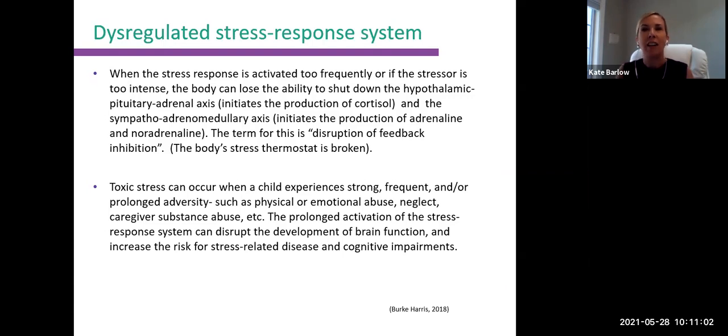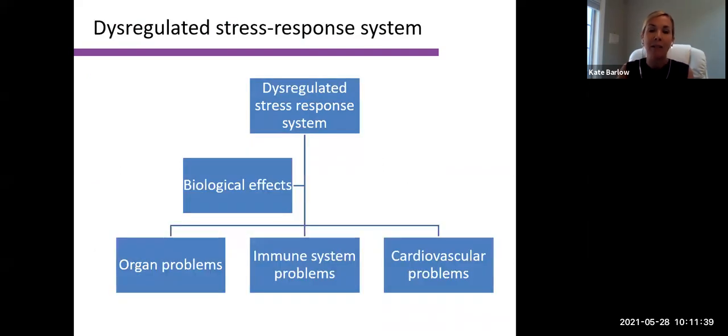So when the child is experiencing this frequent fight or flight, this constant stress, as we said, this disruption of the feedback inhibition, this is when the body's thermostat gets broken and the body's not able to calm itself back down. So typically after 20 minutes, if you're in a fight or flight, you calm down and you go back to your normal state. This doesn't happen for children who are living in this continuous toxic stress. And this really results in stress-related disease and cognitive impairments.